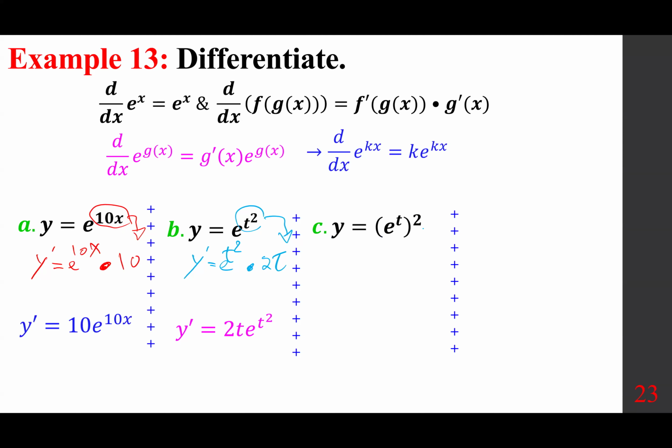First, I want to rewrite this as e to the power of 2t. So it makes it easier to see the derivative is e to the power of 2t first, times the derivative of the exponent, which is 2, and you put the 2 in front.